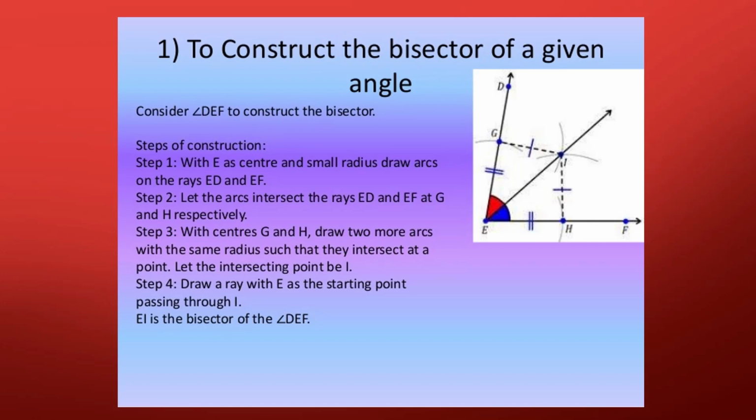First of all, consider angle DEF to construct the bisector. Step 1, with E as a center, you can see here is the E, and a small radius, draw an arc on the rays ED and EF. Here is the ED and here is the EF. Step 2, let the arc intersect the rays ED and EF at G and H respectively.